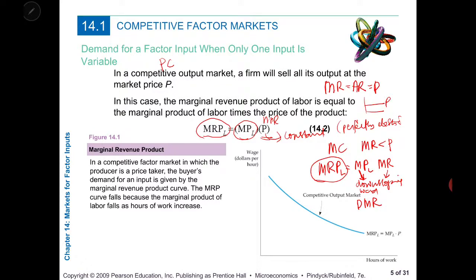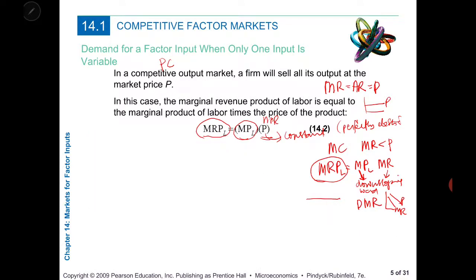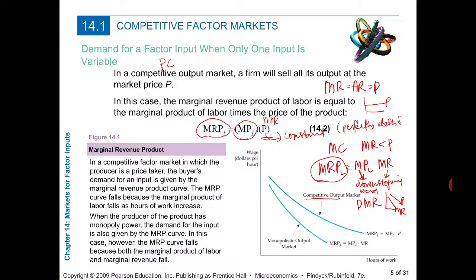So that's the reason in figure 14.1 you see that the MRP of a perfectly competitive output market is like this, and the MRP of a monopolistic output market is far steeper, because of the double downward sloping factors affecting that MRP curve.